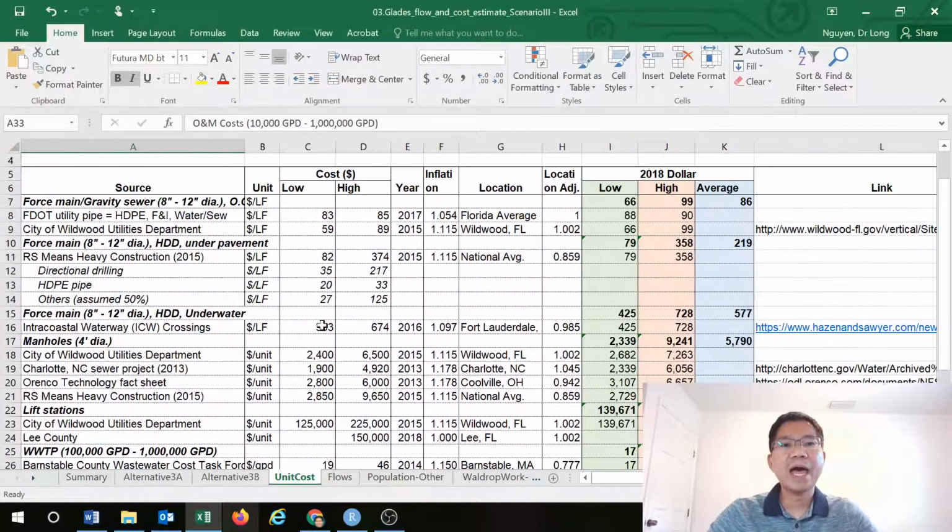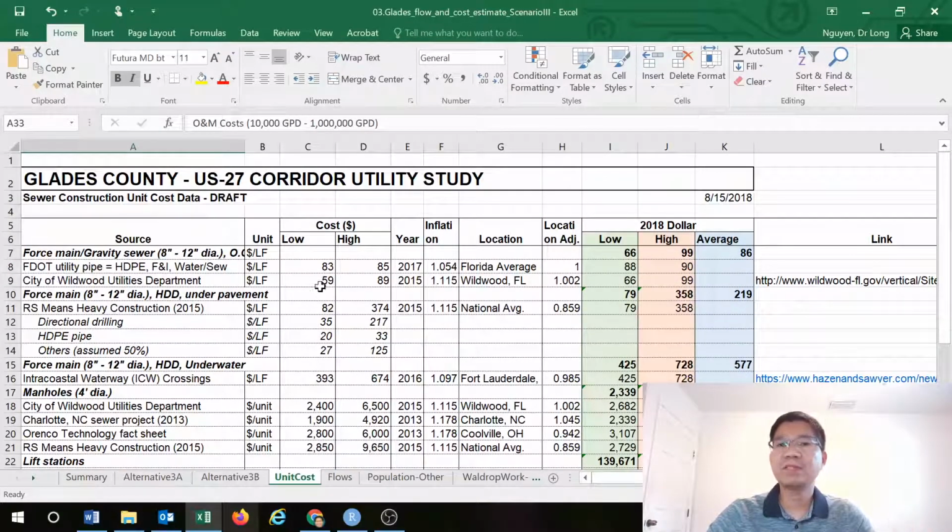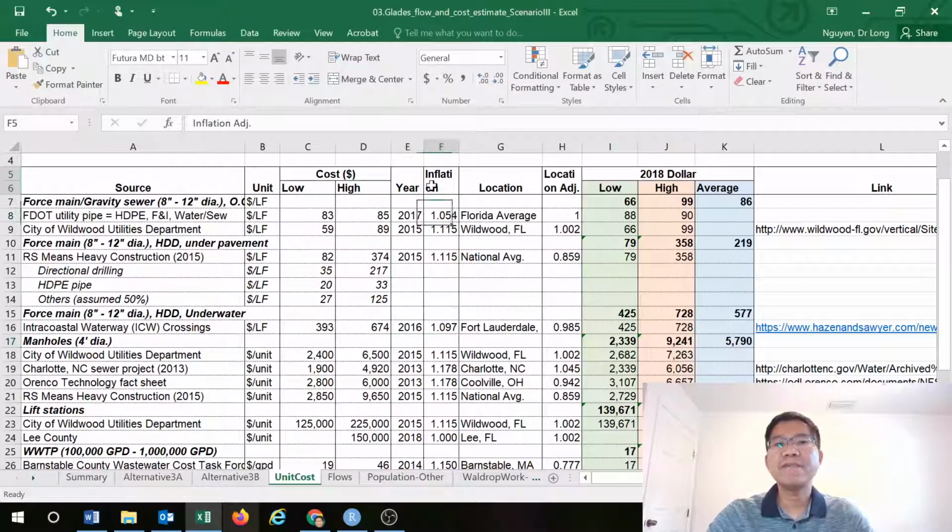So we have all of that cost from the reference project. And then of course, what year did they build it? So we do the inflation adjustment, and as you can see, there is an index base for the year. And then location, where that project is located. For example, this is the project we collected from the Intracoastal Waterway.